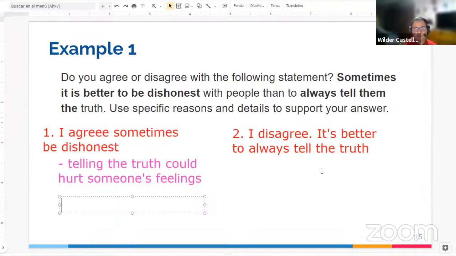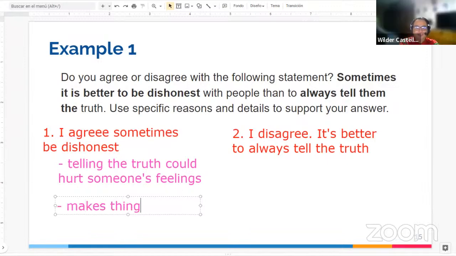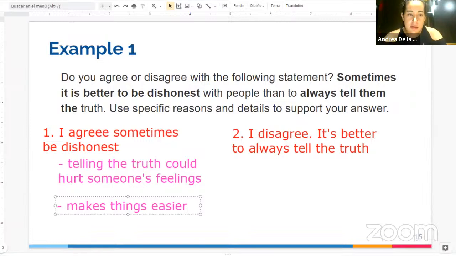Makes things easier. Okay, it makes things easier. Why does it make things easier? I don't know. I just thought about it. Okay, but in what sense? Can you imagine a situation in which it makes things easier? Not to complicate a situation, to not argue with the other person. Okay, all right. Yes, it avoids arguments. That's a good reason as well.